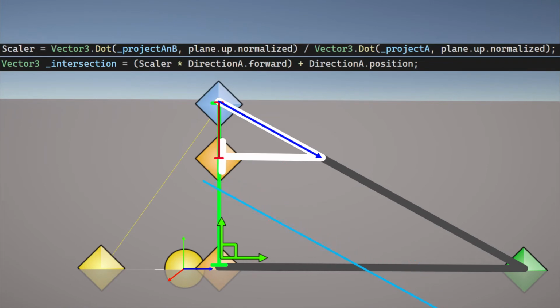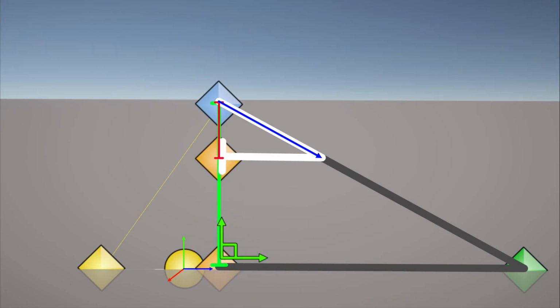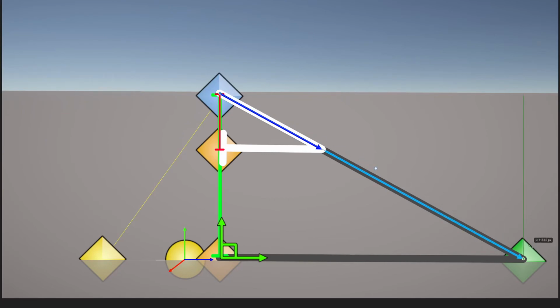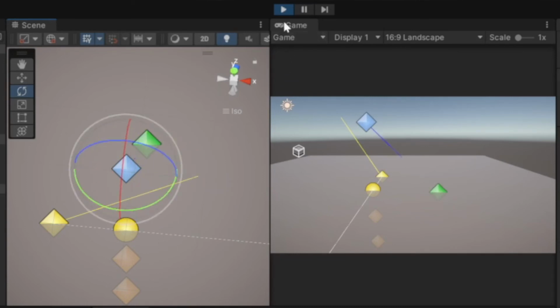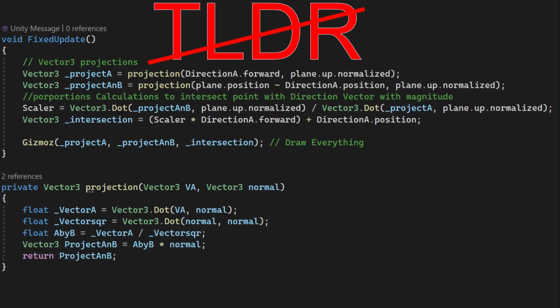The last thing to do is to add our offset, or it'll start at world origin. Nobody wants that. That's better. And that's it. Now you have a raycast without a raycast. Here's the code again, so you don't have to skip to the first part of the video.